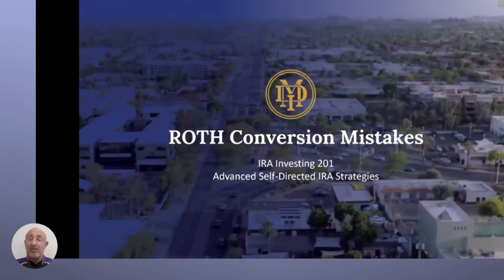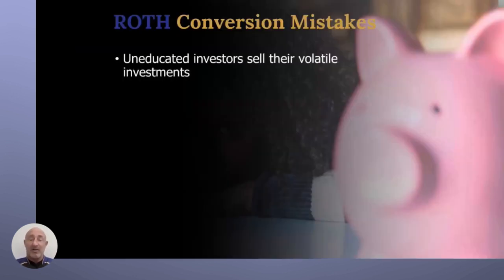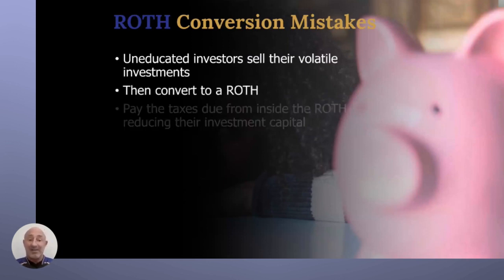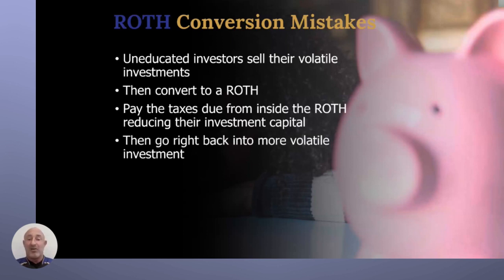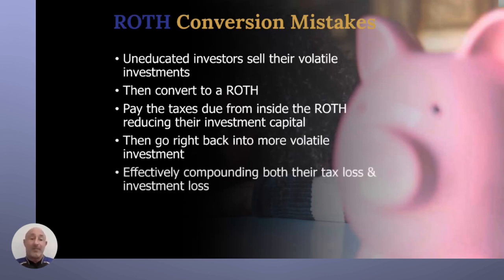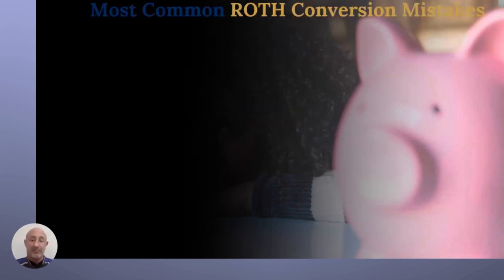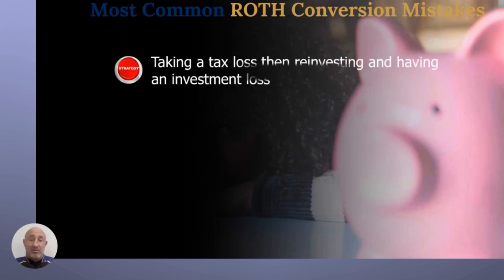A few mistakes we discussed before: uneducated investors sell volatile investments, then convert to a Roth, pay the taxes due from inside the Roth, reducing their investment capital, then go right back into more volatile investments, effectively compounding both their tax loss and their investment loss. So you need to be careful, and I'm going to show you some examples in a minute of things you can look at doing. These are your most common mistakes: taking a tax loss, then reinvesting and having an investment loss.